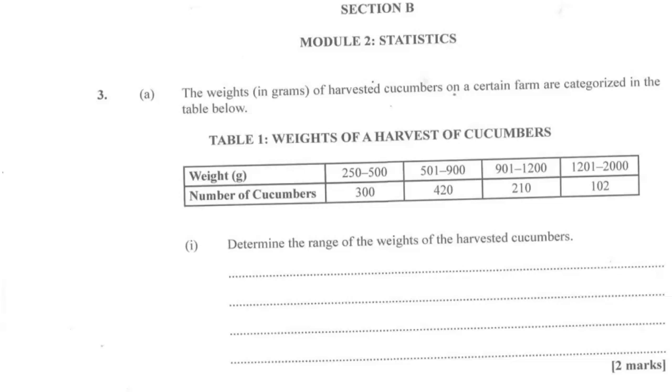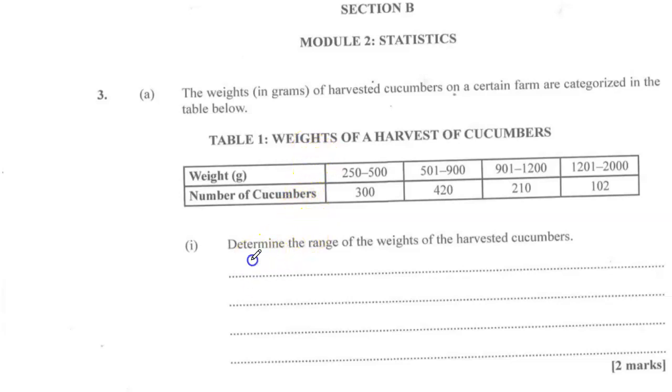Now the third question: the weights in grams of harvested cucumbers on a certain farm are categorized in the table below. So here we have weight in the top row and we have frequency in the second row. Determine the range of the weights. So the range would be the largest value minus the smallest value.